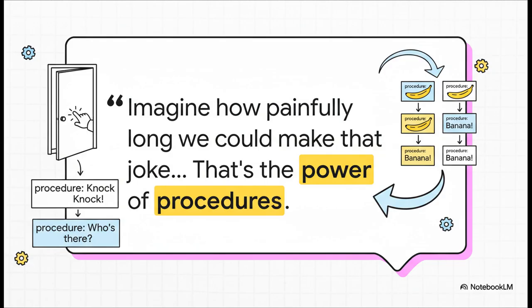Think about a knock-knock joke, right? Imagine you made a little procedure for knock-knock, another one for who's there, and a 3rd for banana. With just those 3 reusable pieces, you could make that joke go on forever. You could make it painfully long with hardly any new code. That's the power of procedures.